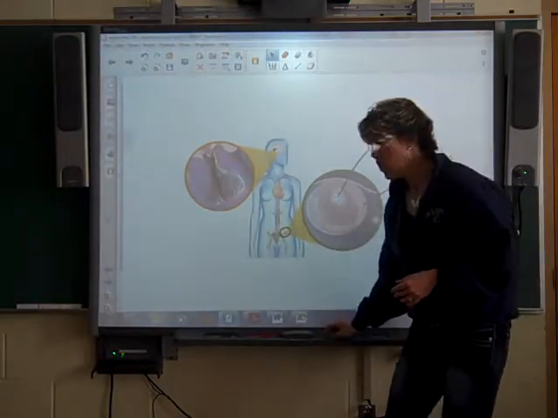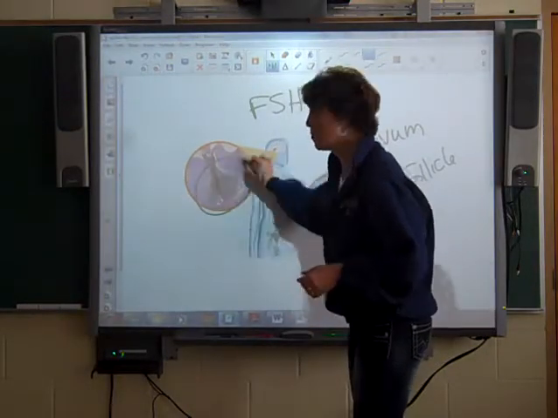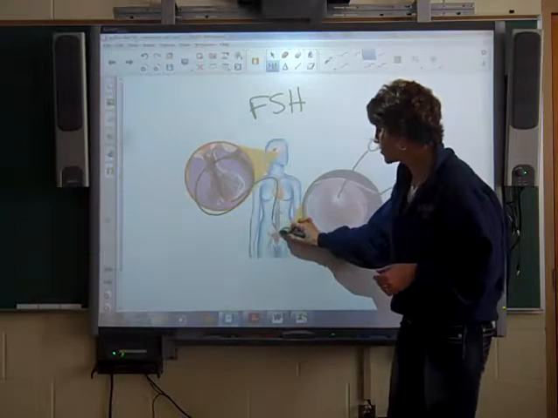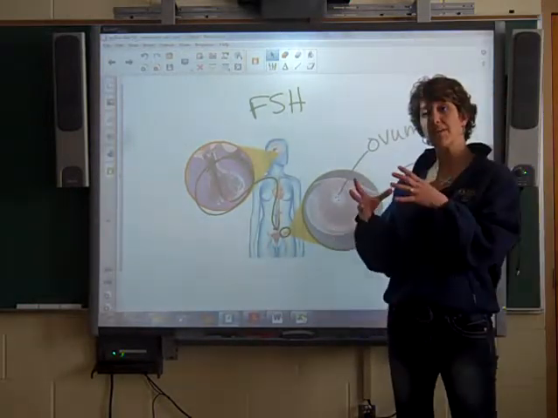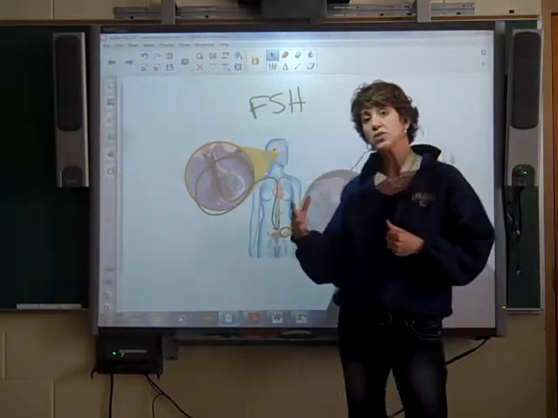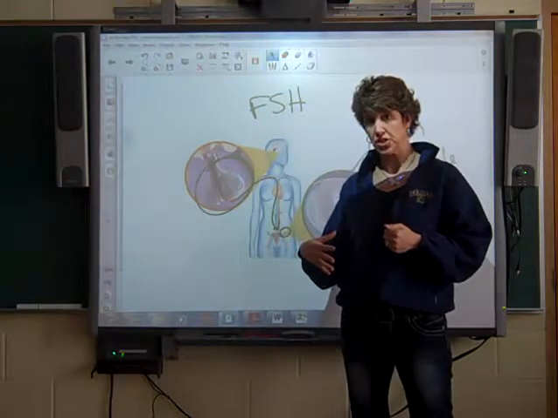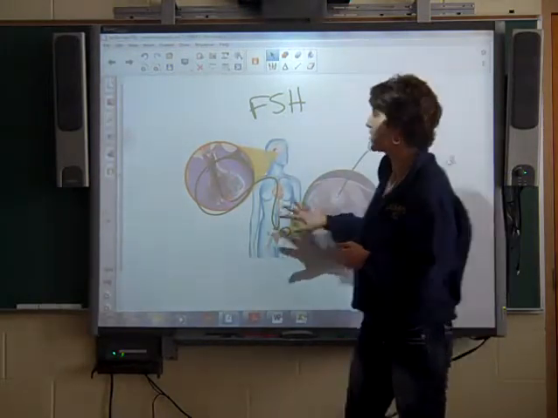So the hormone FSH, which again came from the pituitary gland, travels through the blood, signals the ovary, starts developing a follicle, and it gets larger. Two things happen. It gets larger. It also starts making the hormone estrogen. So estrogen is made in the ovary, in the follicle.